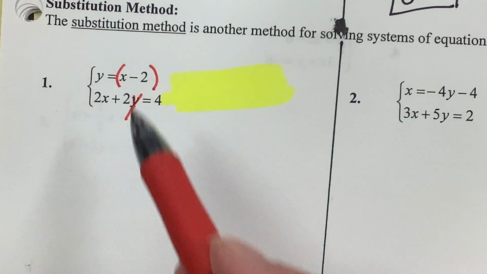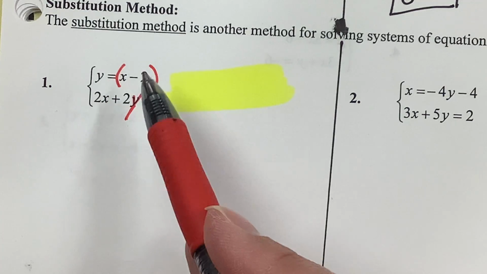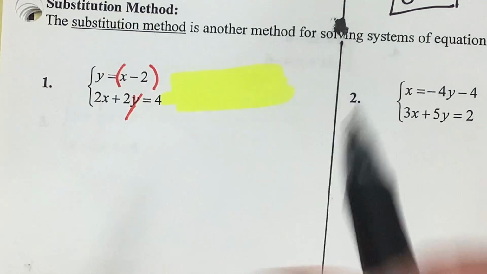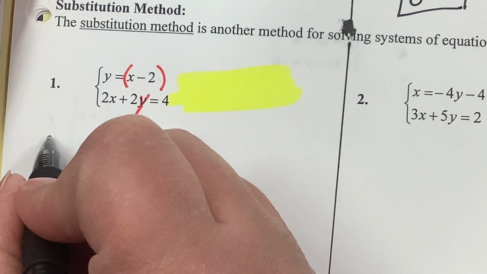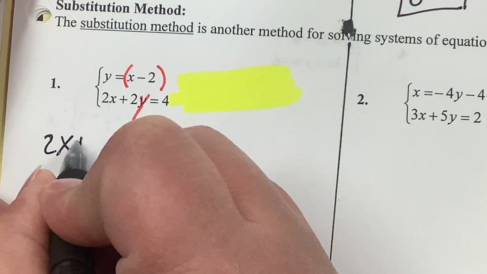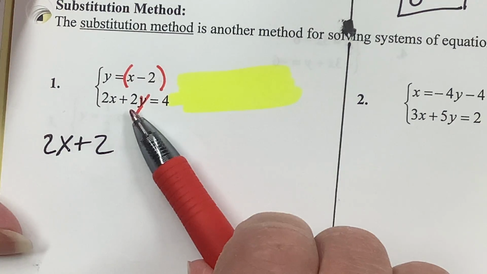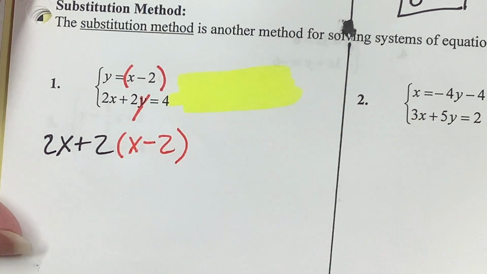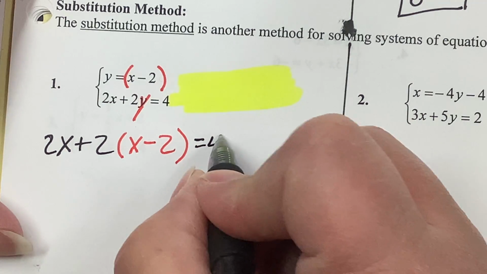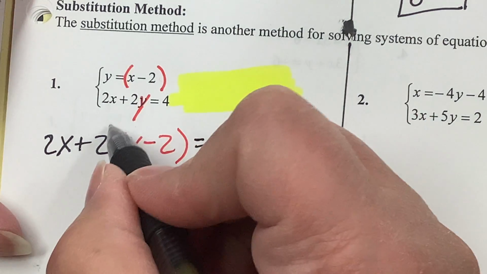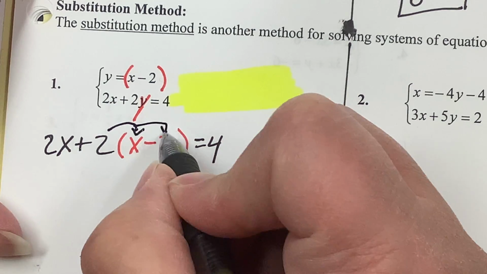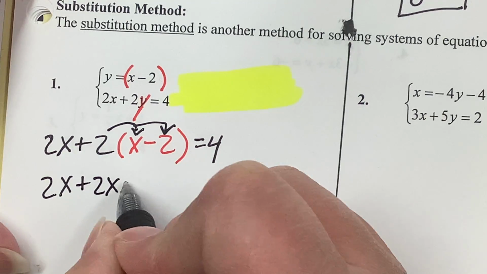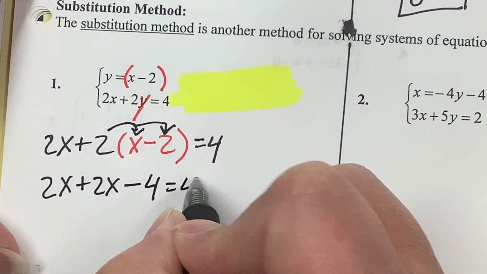When I rewrite the equation, I'm going to put parentheses x minus 2 where the y is. Now, I know you're thinking this is going to be really hard, but it's not that bad. Watch. 2x plus 2, and instead of writing y, I'm going to put parentheses x minus 2 equals 4. Now I have to multiply 2 times x and 2 times negative 2. 2x plus 2x minus 4 equals 4.